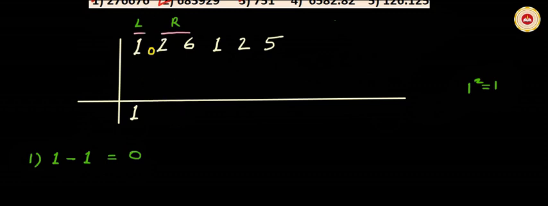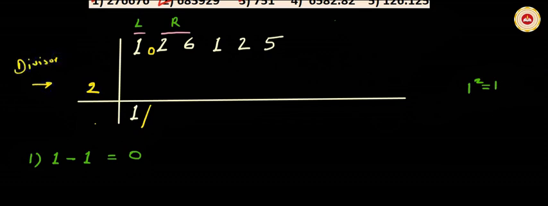Now it is time to calculate the divisor. How to calculate the divisor? Multiply the first digit. See, let me separate it first. Multiply this first digit by 2 and it will be your divisor. Okay, so 2 times 1, that is 2. Okay, this is the divisor. Correct?